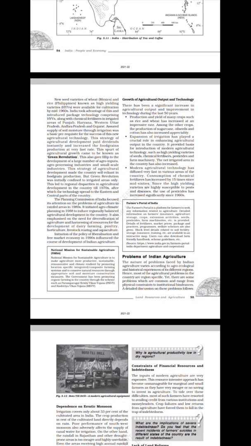National Mission for Sustainable Agriculture, NMSA. The National Mission for Sustainable Agriculture is to make agriculture more productive, sustainable, remunerative, and climate resilient by promoting location specific integrated composite farming systems and to conserve natural resources through appropriate soil and moisture conservation measures. The government has been promoting organic farming in the country through schemes such as Paramparagat Krishi Vikas Yojana, PKVY, and Rashtriya Krishi Vikas Yojana, RKVY.